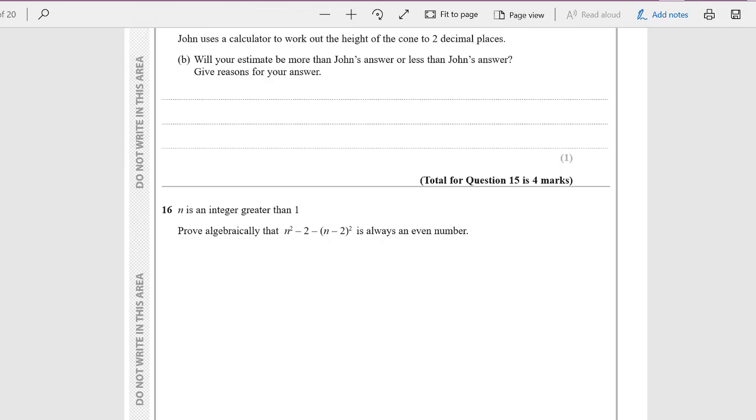For B, John used a calculator to work out the height of the cone to 2 decimal places. Will your estimate be more than John's answer or less than John's answer? Give your working out. The answer here, for me personally anyway, is that the actual height will be lower. The estimate will be more in my case. So let me write that down. This will obviously depend on what you've done. So the actual height will be lower, and I'll explain why.